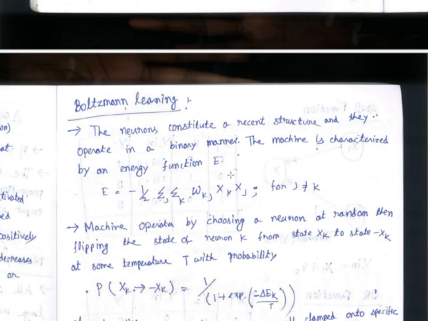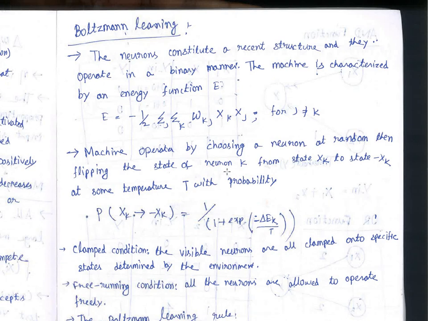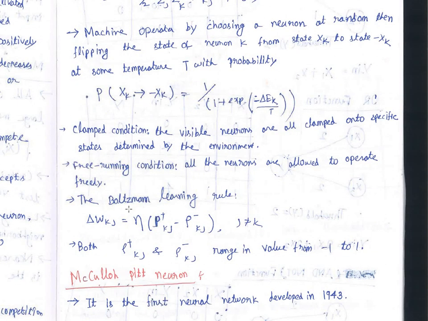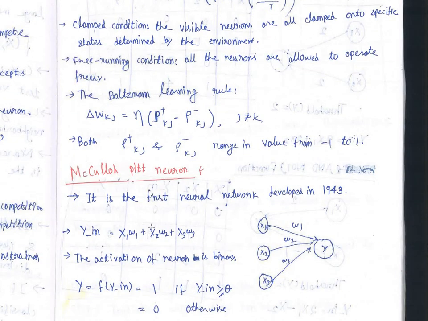Boltzmann learning. The neurons constitute a recurrent structure and they operate in a binary manner. The energy function E for Boltzmann learning is minus half sigma w_kj x_k x_j, for j not equal to k. The probability formula is this one, and this is the Boltzmann learning delta w_kj formula.